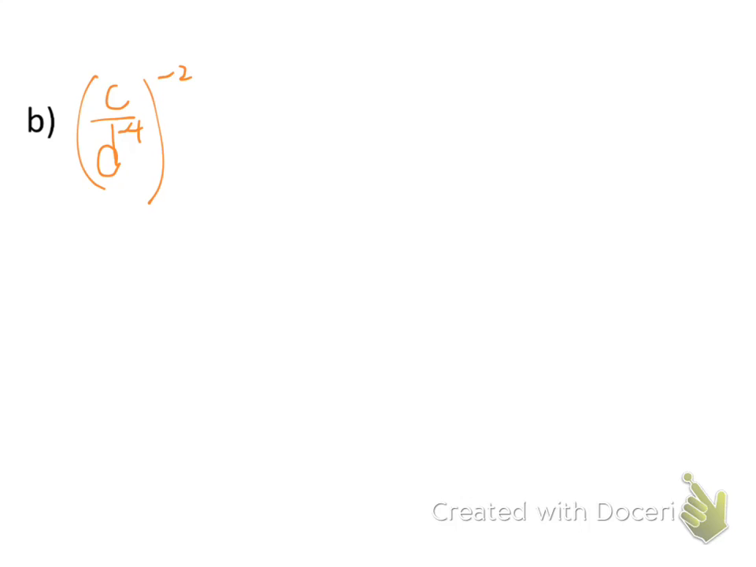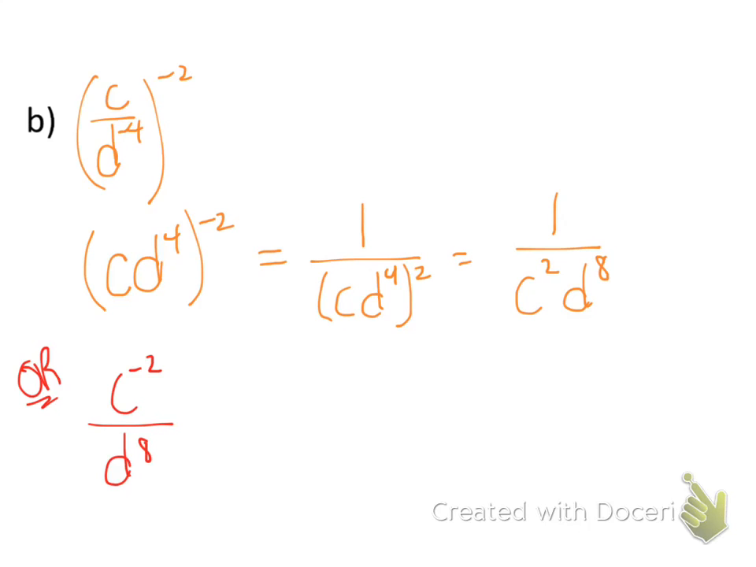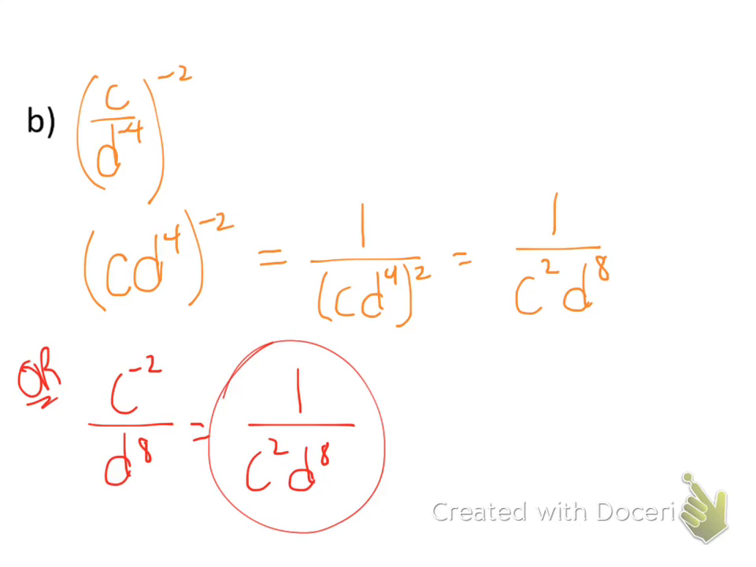In this example, I can take care of my negative exponent inside my parentheses first, so it would be c times d to the 4th to the -2. Now I could take care of the negative exponent and put all that on the denominator, and then raise everything in the parentheses to that second power. The other way I could do this would be to raise everything in the parentheses to the -2nd power, then take care of my negative exponent. Either way, you end up with the same answer.